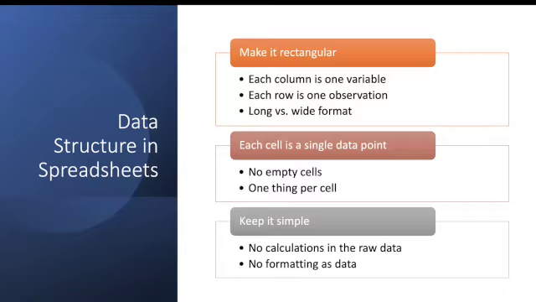You should also only have one thing per cell. If you find yourself needing to use commas or semicolons to separate out data points within a cell, you either need a second column or you need a second row. So you need to make sure that each cell represents a single data point.